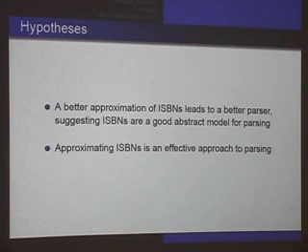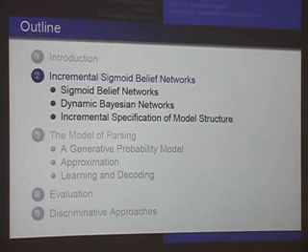So in order to argue that this graphical model is a good abstract model that we should be working with, the first thing I need to show is that when you have a better approximation, you end up with a better parser. So that's what we'll look at in the evaluation section at the end, and also just that we end up with good absolute numbers. So it's worth continuing with.